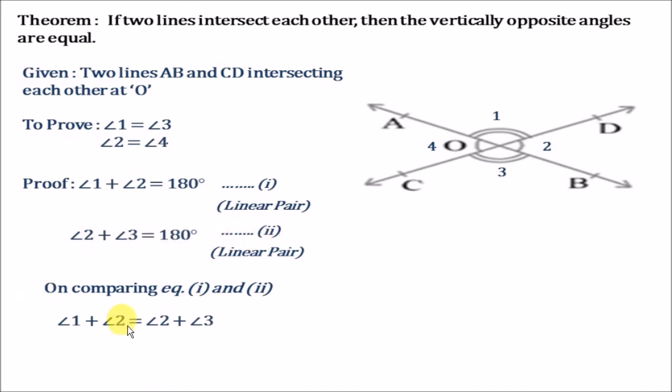Now since we have angle 2 common on either sides of equals to, we can cancel angle 2 from both sides of equal to, as they are common. So now we are left with angle 1 equals to angle 3. Similarly, we can prove that angle 2 equals to angle 4. Since the process is exactly the same, we don't need to show the process again. We can simply write, similarly, we can prove that angle 2 equals to angle 4. Hence, the proof is done.